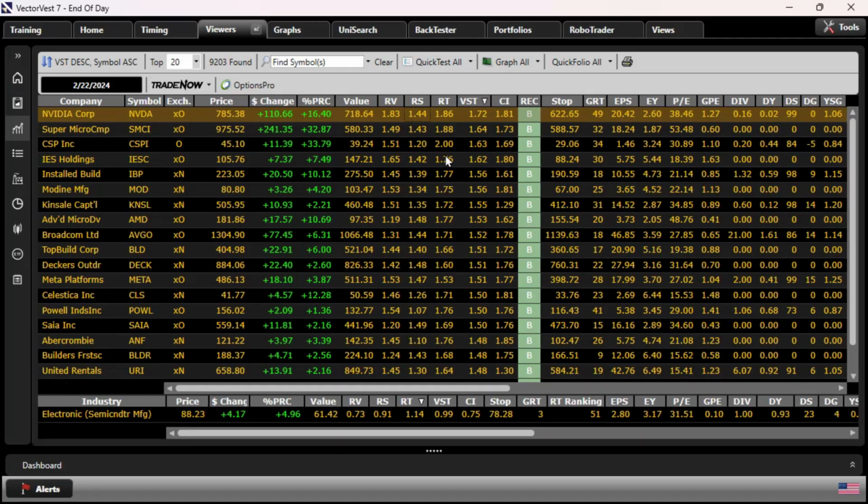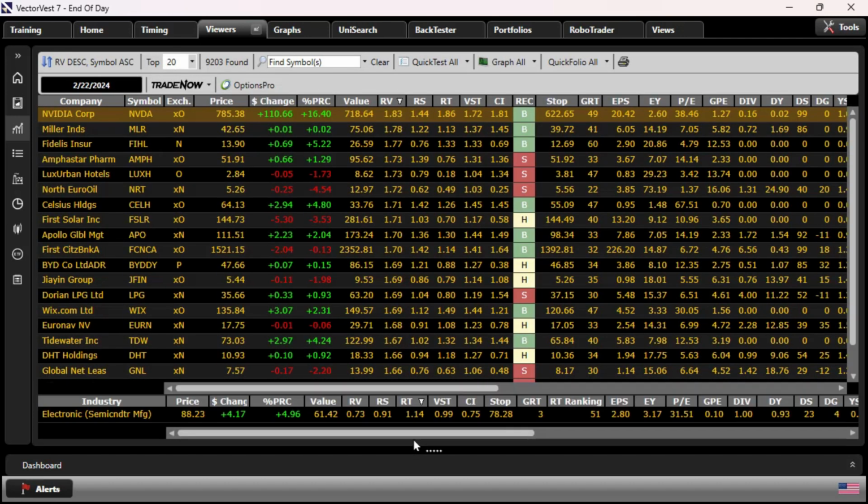So those were top VST stocks. Back in the viewer now, let's go to RV and we'll click on it once and resort the whole list of 9,000 stocks, RV descending. So this gives us a slightly different view as we're favoring the upside potential. So this is great for growth investors, right? Look at some of these growth rates, earnings growth rates here in the GRT column.